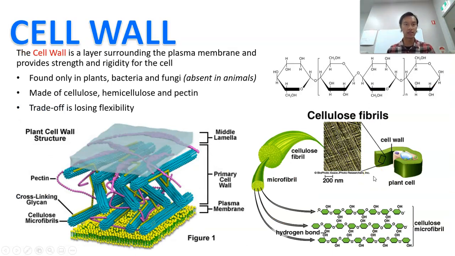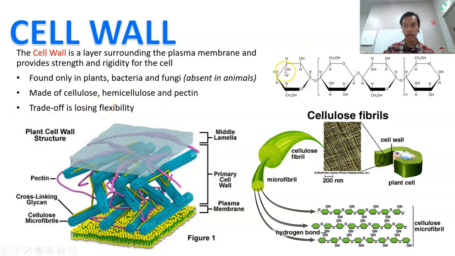All right, the last one is the cell wall. The cell wall is very specific to plants, bacteria, and fungi, and not in animals. A cell wall is an additional layer around the plasma membrane, and it gives strength and rigidity. I often think of the cell wall as much like a suit of armor, right? It makes it really strong and firm, but it restricts your movement. Cell walls are made up of material called cellulose, hemicellulose, and pectin. The trade-off is that you lose flexibility with strength, right?